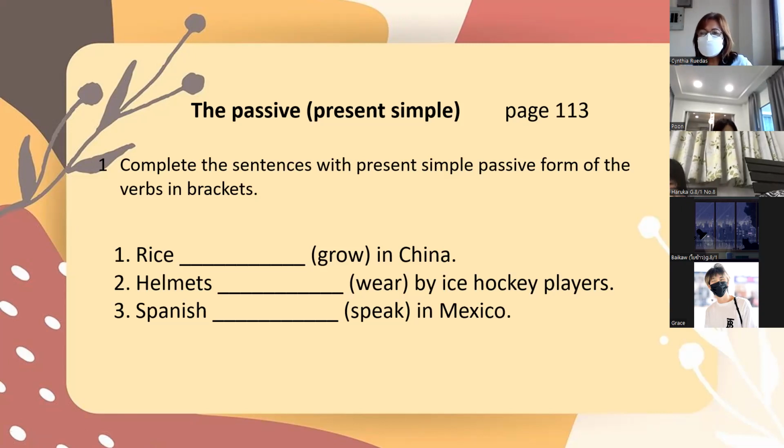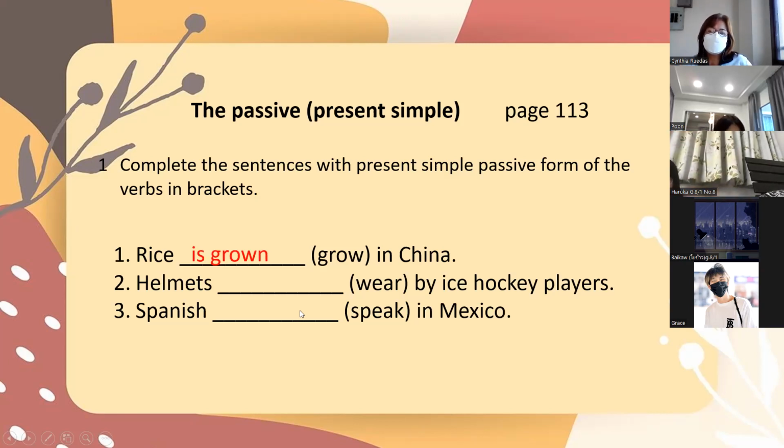Okay, finish. Okay, Haruka, what is the first sentence? Rice is grown in China. Okay, very good. Is grown. Very good.